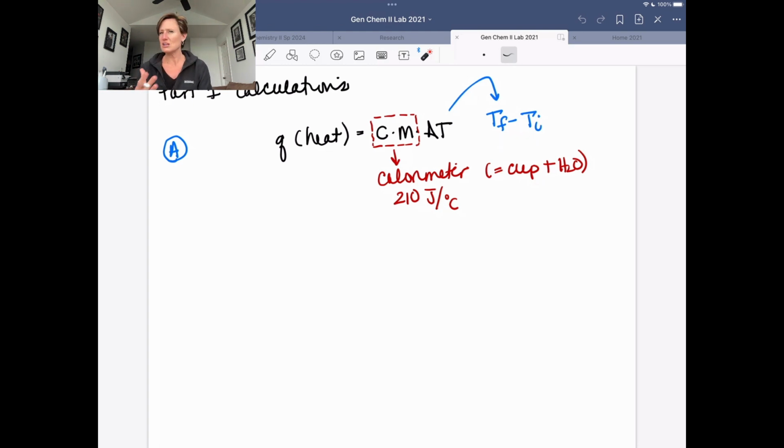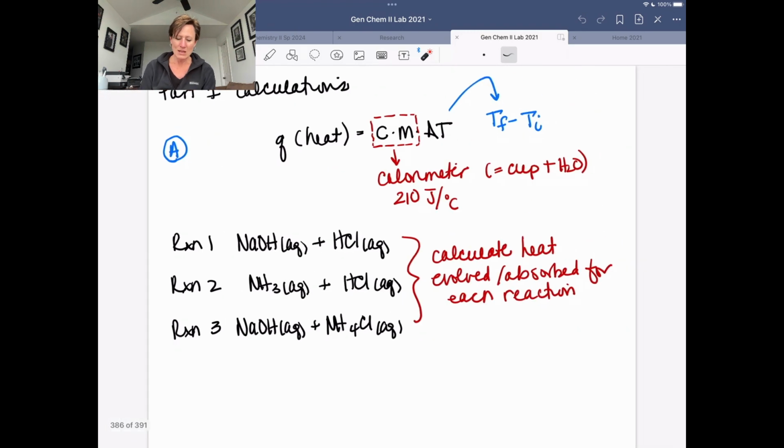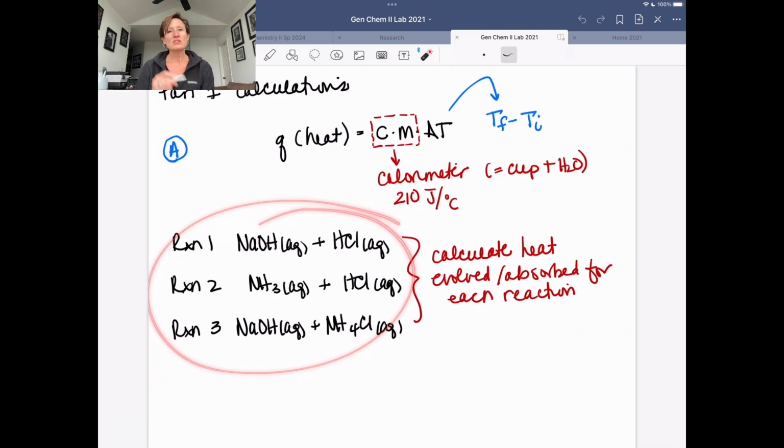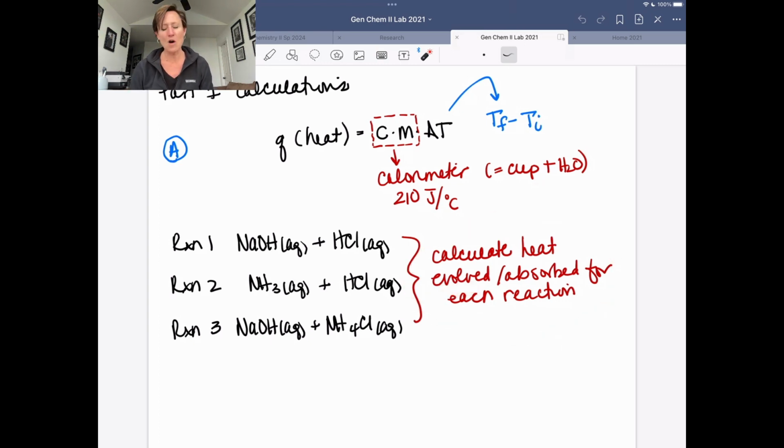So final minus initial. Anytime you see delta, that's final minus initial. Okay? So for these 3 reactions, you're going to use those temperature changes to calculate the heat. And I've already kind of given you a hint. It's the heat that's evolved for each of these chemical reactions.